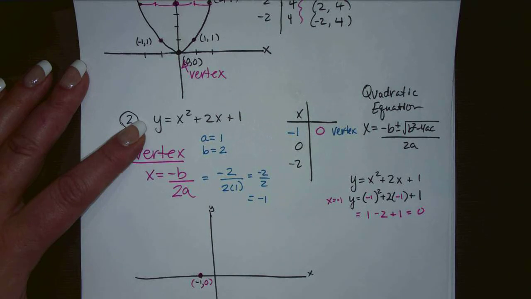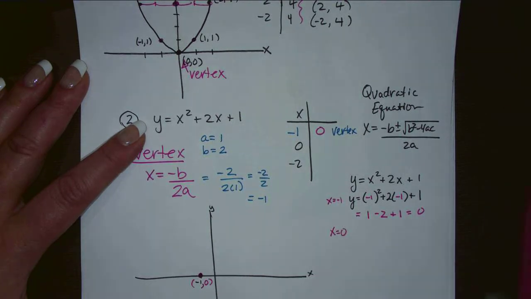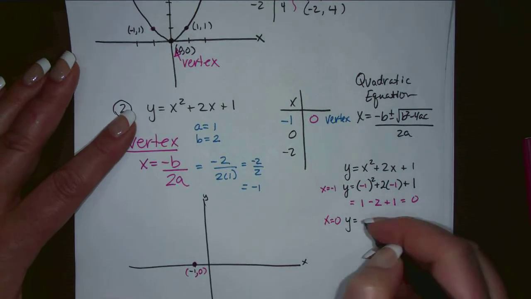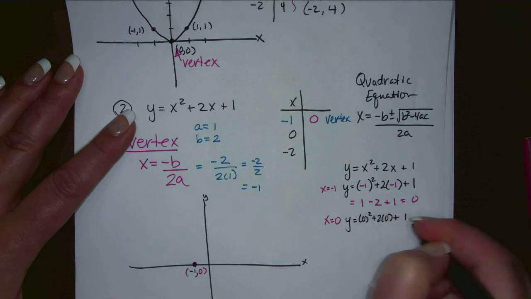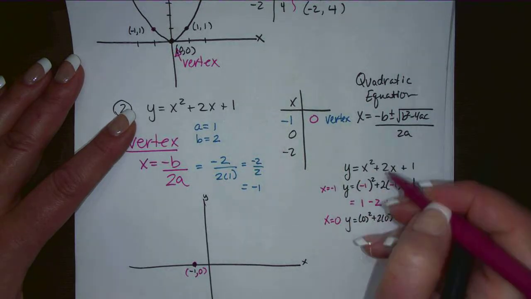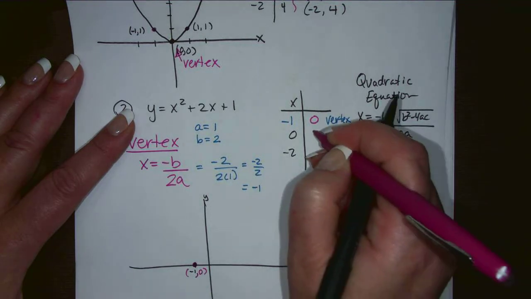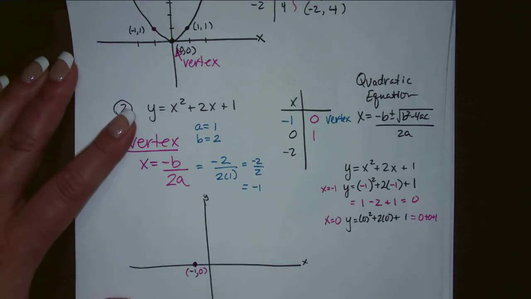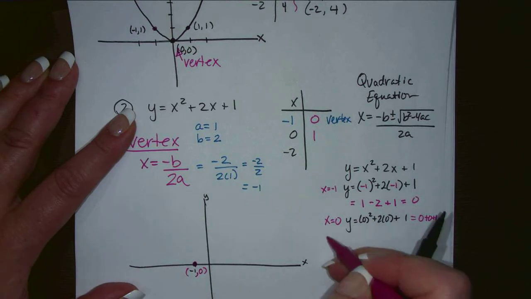So that's the vertex. Now, if we plug 0 in, what do we get? Zero squared plus 2 times 0 plus 1. 0, 0, and 1. Is the vertex on the x axis? Nope. Yeah, our next example won't be.